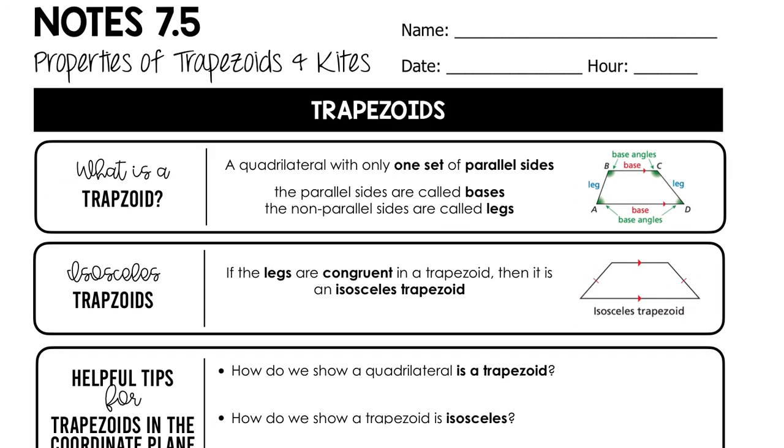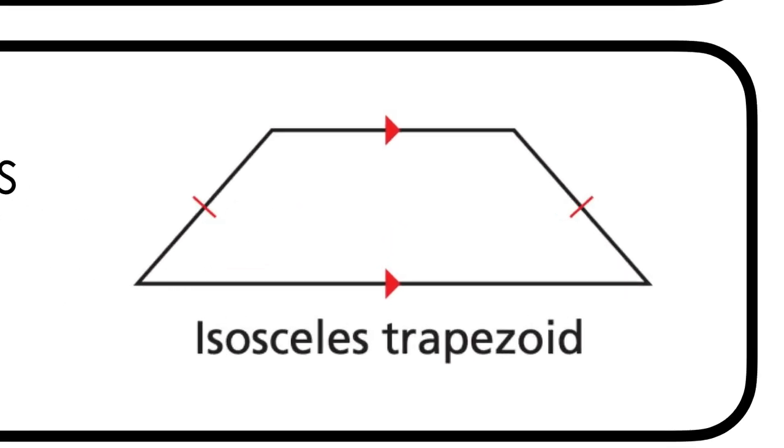Now, if the legs of the trapezoid are congruent, then we call that trapezoid an isosceles trapezoid. So just like we had isosceles triangles that had two congruent sides, now we have isosceles trapezoids where the two legs are the exact same length. So when the sides that aren't parallel are the same size, it's considered isosceles.